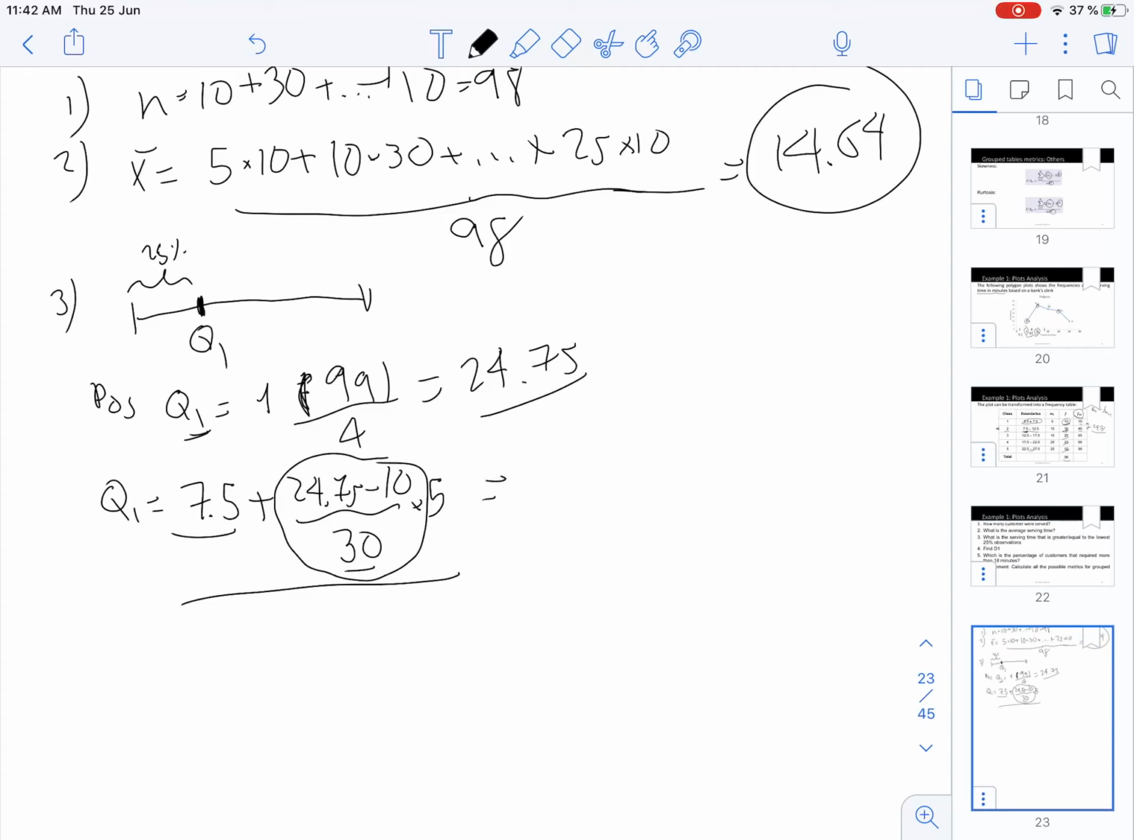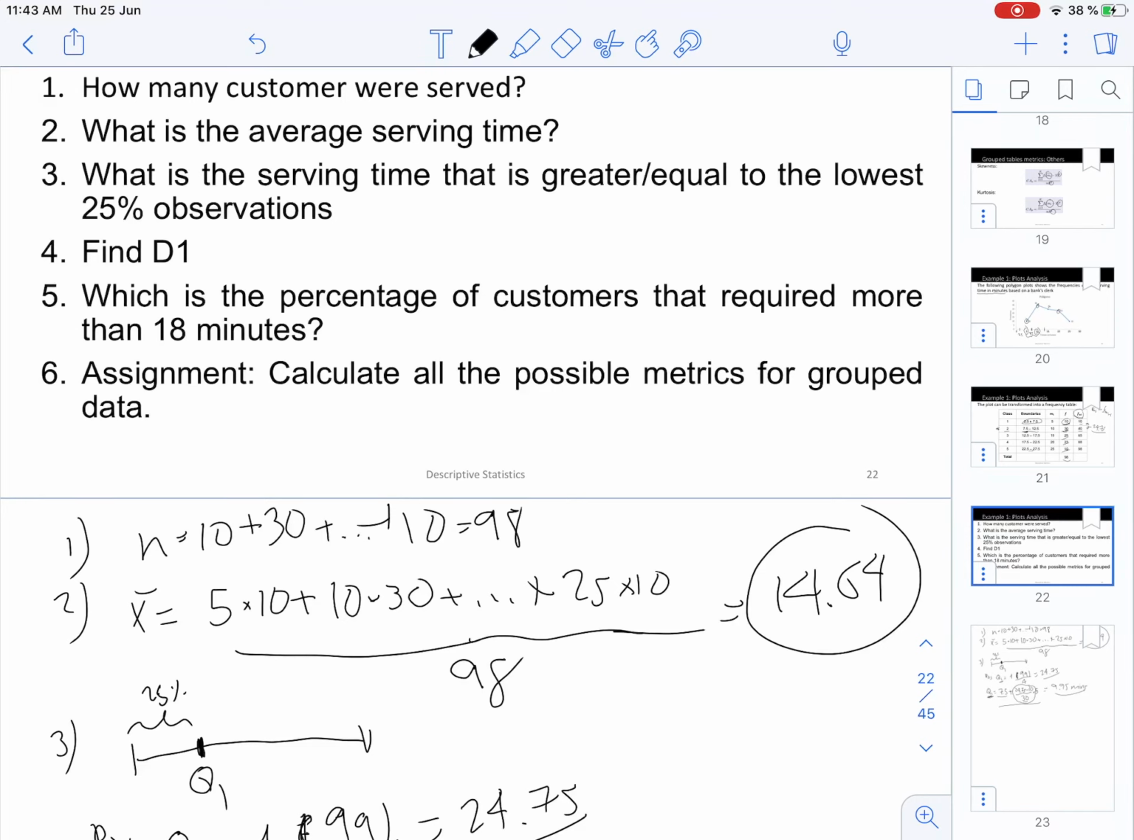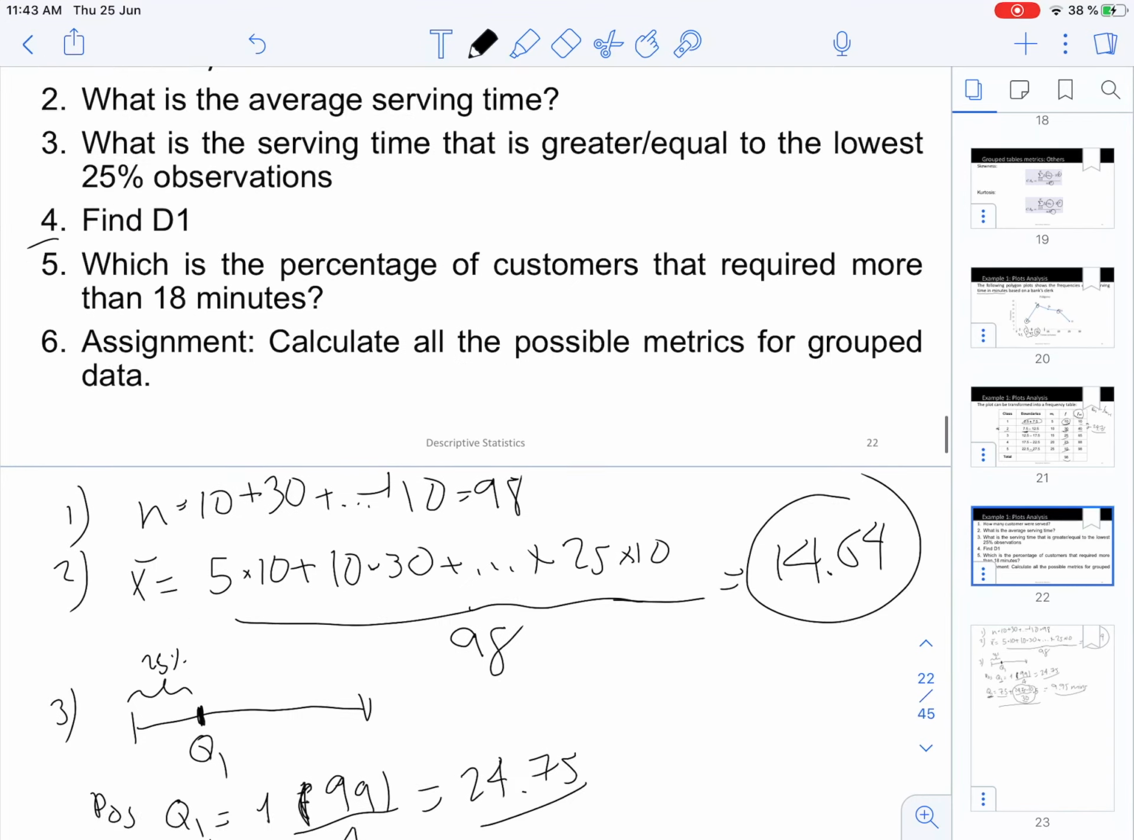It's an interpolation. So when we compute the quantile, then we know that the first quartile is equal to 9.95 minutes. So this means that 25% of the customers were served in a time lower than or equal to 9.95 minutes. 25% of them. Why 25% of them? Because we computed Q1. Okay, now let's solve part 4.